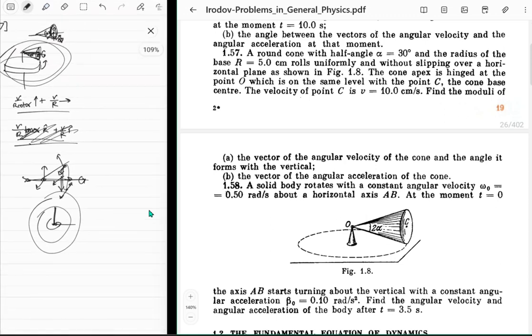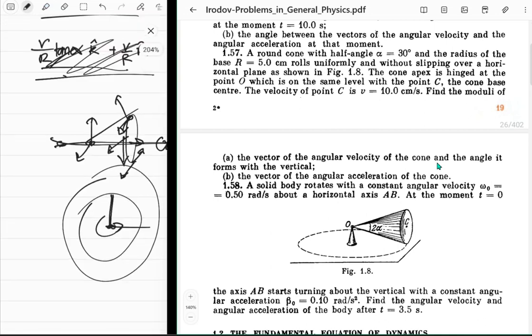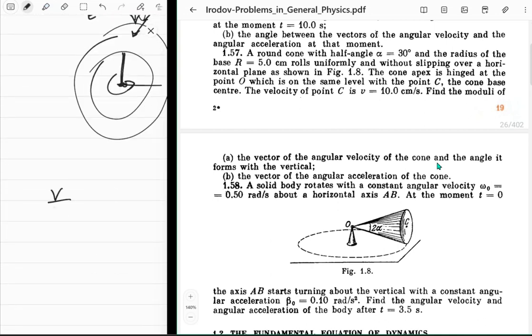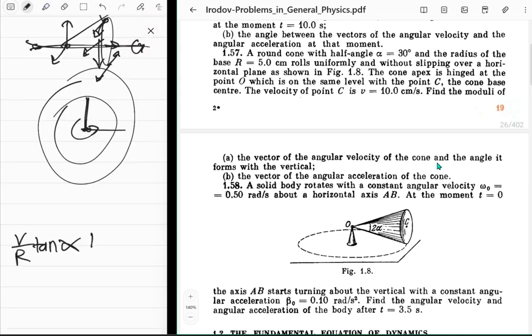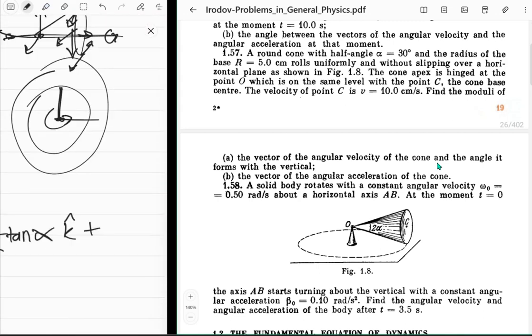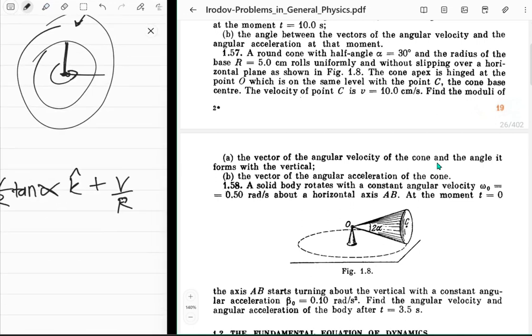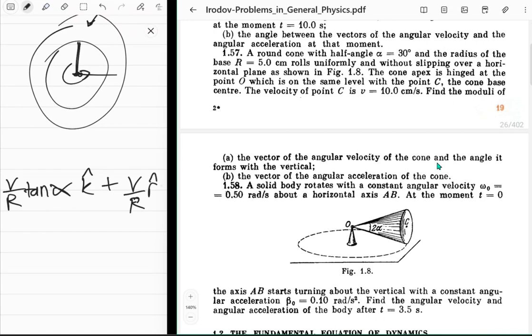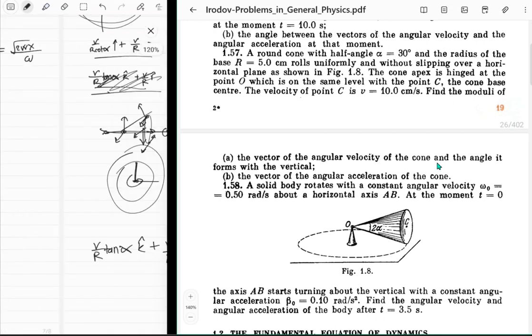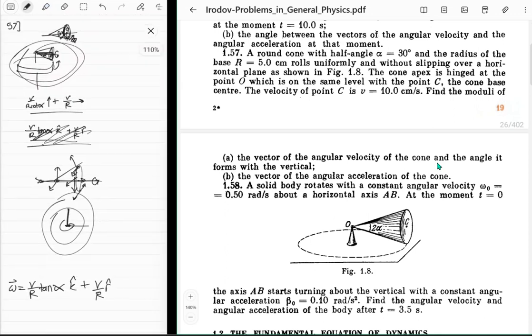So there we go. Now, what do you want? Once you have this, you want the vector of the angular velocity of the cone. You got it, this vector. So we'll just write it again: v upon r tan alpha k hat plus v upon r r hat. This is a nice problem. In fact, I'll make a good video on this actually. Okay, so you got what omega should be. Omega vector is equal to this.